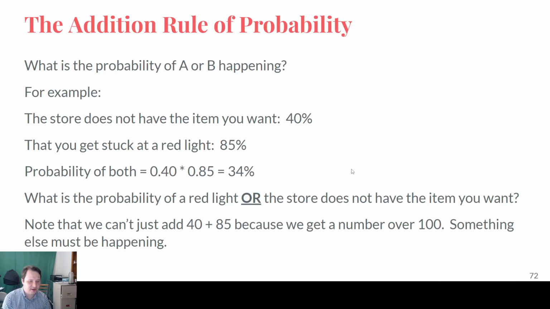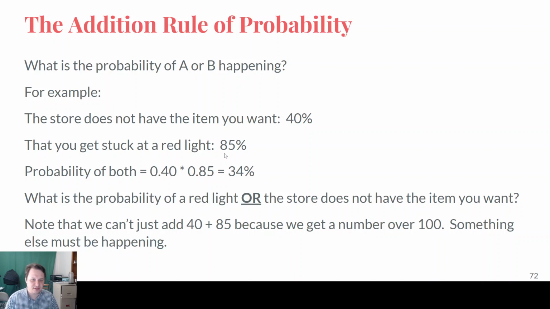Okay, so now we're going to talk about a really important idea that's a little confusing. This is called the addition rule of probability. I want you to imagine the following. Let's say you need to go shopping for something, and that the probability that the store does not have the item you want is 40%. So the probability that you go to the store and it doesn't have the thing you want is 40%. Now, imagine that another thing that can happen is you get stuck at a red light.